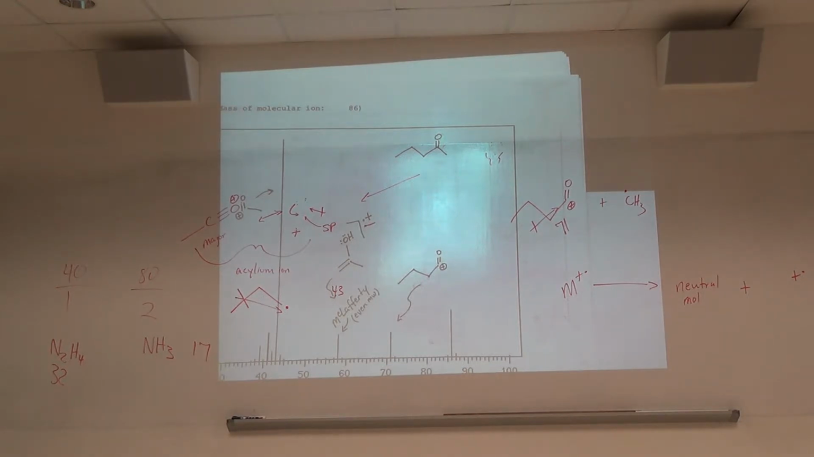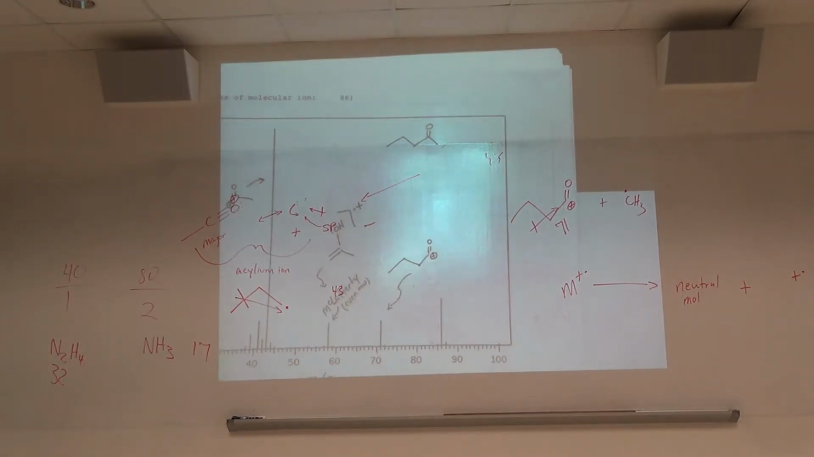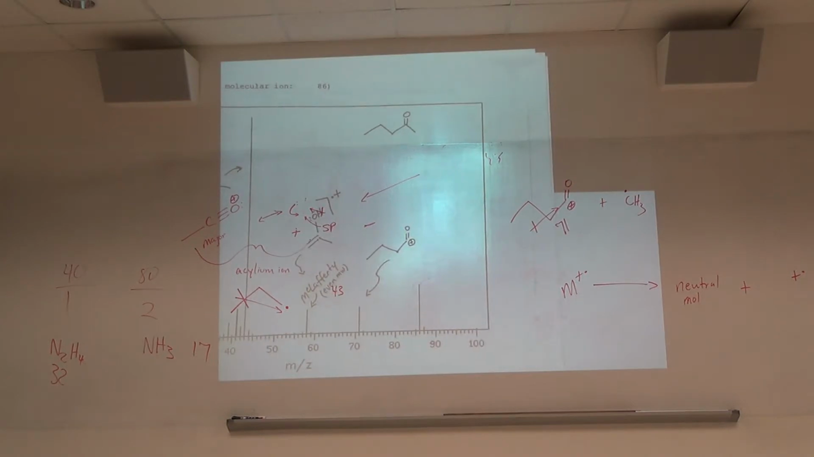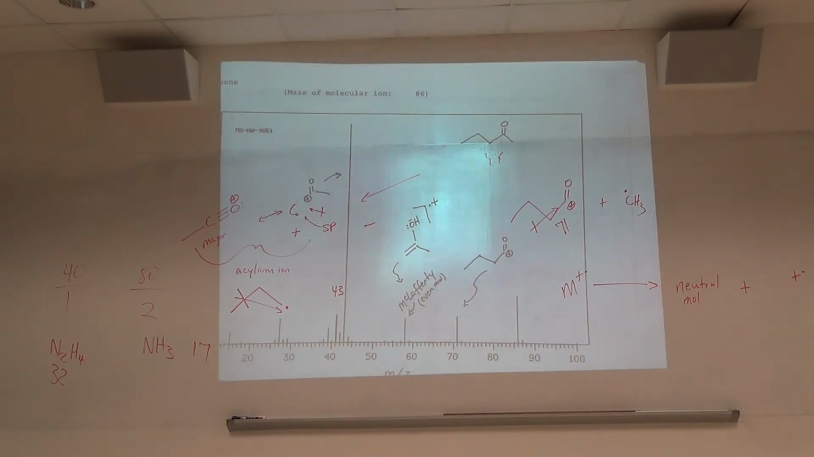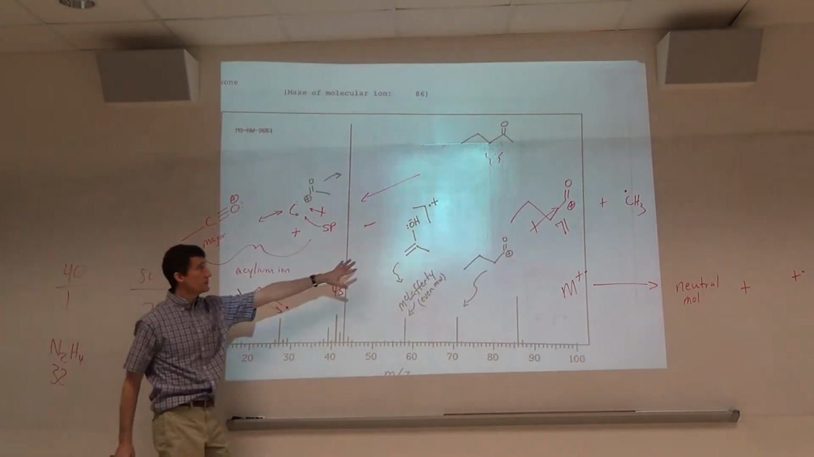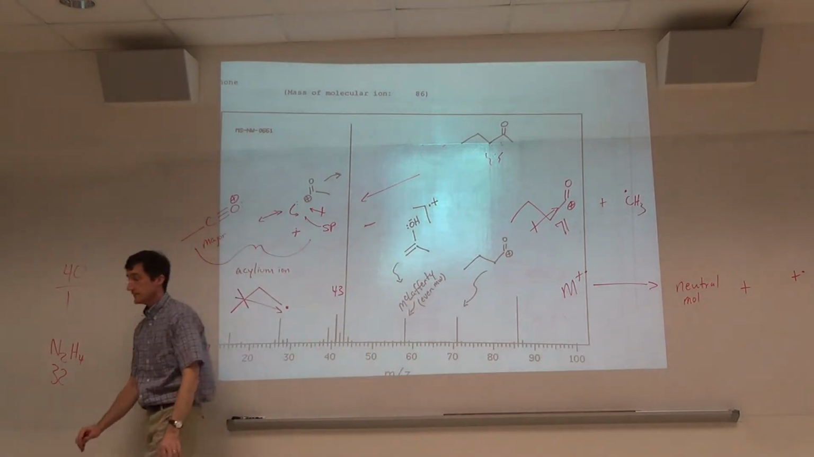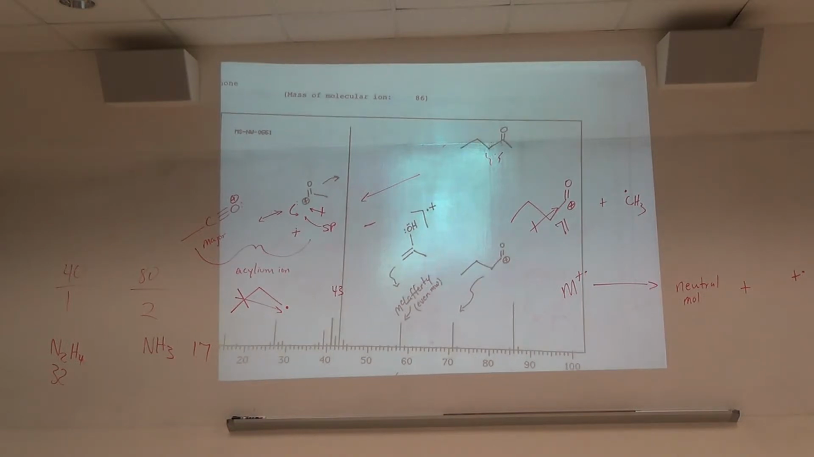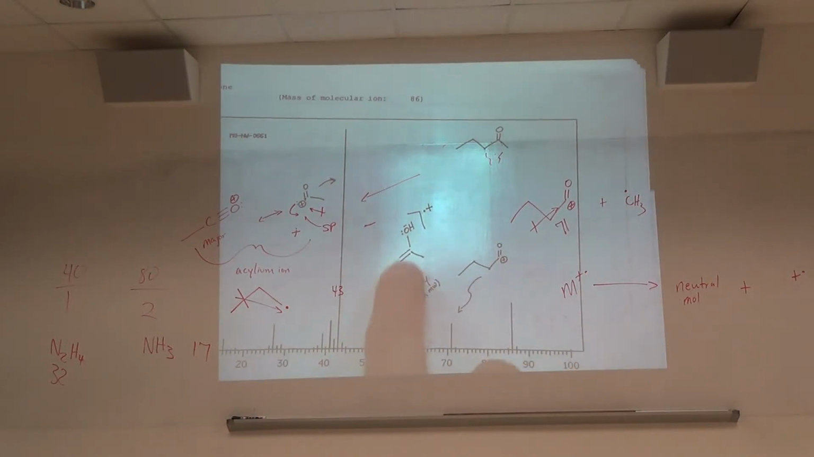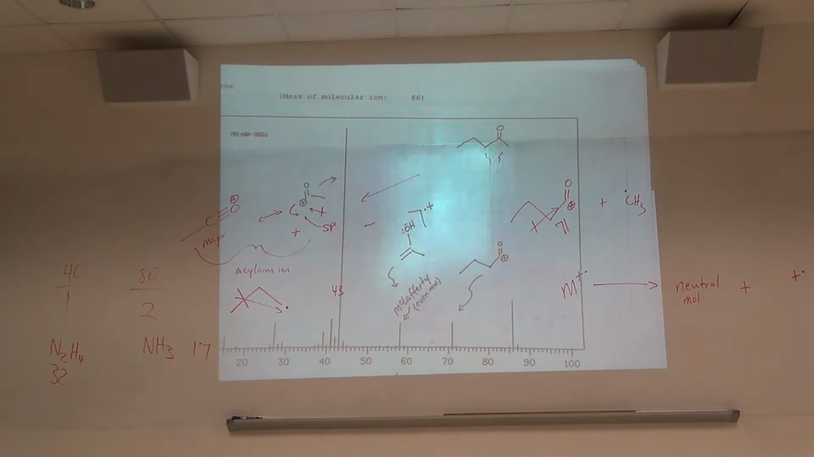Is that not too heavy to be of that mass? The only thing that'll show up there is the ion, correct? The cation. Yeah, this is the cation. It's a radical cation. Radical cation with a mass of 58. Yeah, that should be 58.